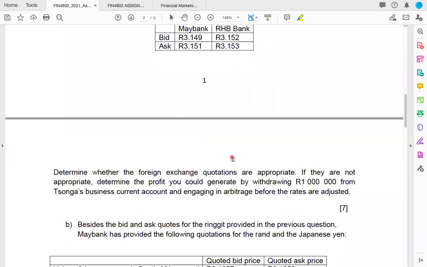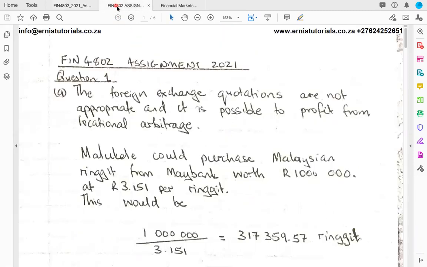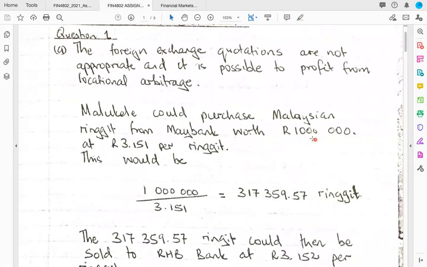And then we're asked, if they are not appropriate, determine the profit you could generate by withdrawing 1 million from Tsonga's business current account and engaging in arbitrage before the rates are adjusted. So what you will do here is use the 1 million rand to purchase a certain number of Malaysian ringgit, where 1 Malaysian ringgit will be sold by Maybank at 3.151. Remember, Maybank is prepared to sell at 3.151.